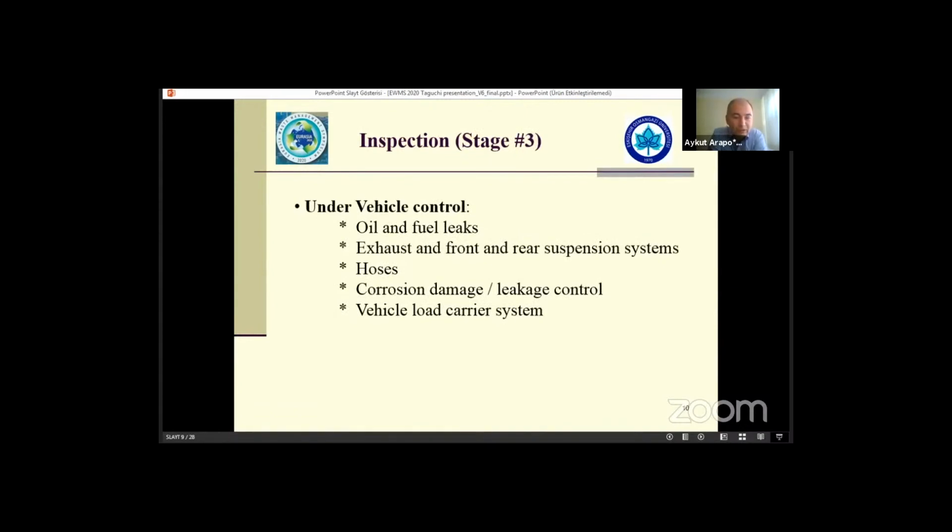In the third stage, the vehicle is lifted, and the technician goes below the car and checks for oil and fuel leaks, exhaust, and front and rear suspension systems. Corrosion damage, any leakage, or vehicle load carrier system are also checked. These are the 3 main stages of inspection.